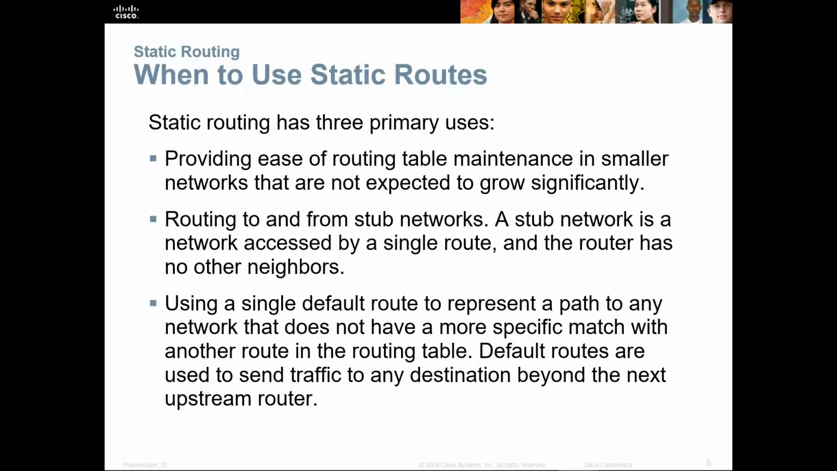Most of the time, we are going to be forwarding everything to an ISP, so we don't have any neighbor routers locally. Using a single default route to represent a path to any network that does not have more specific matches with another route in the routing table. Default routes are used to send traffic to any destination beyond the next upstream router. We're going to explain that here in a little bit.